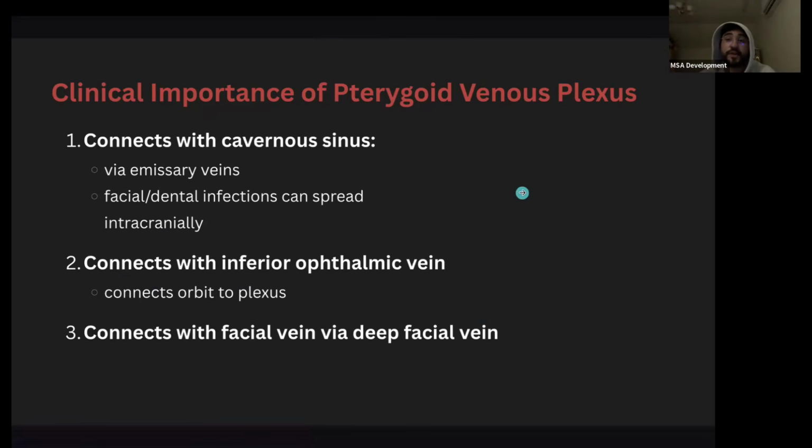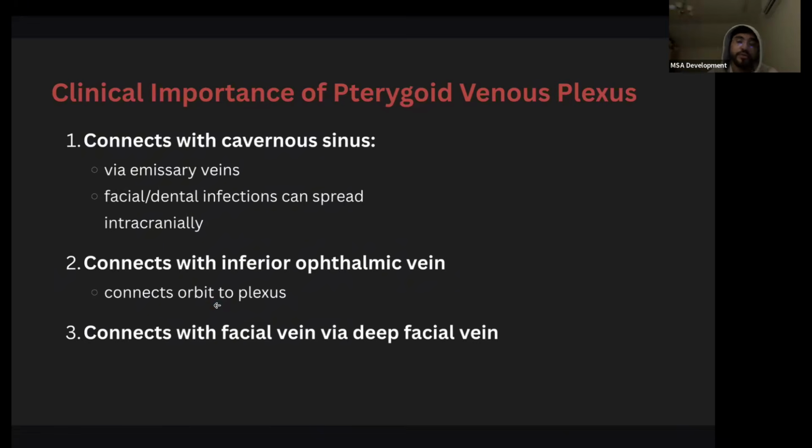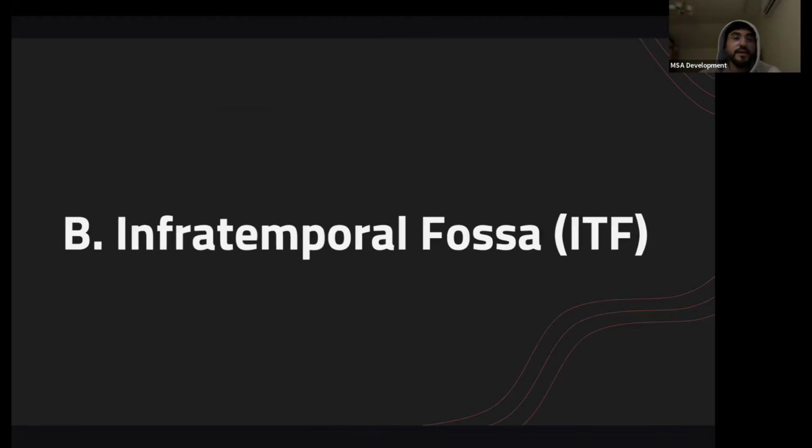Like they can ask about pathways. All right. For example, let's say, how did this infection reach there? Okay. Or they can purely ask about anatomical connections. Like, for example, how is the plexus connected to the orbit? Through the inferior ophthalmic vein. How is it connected to the facial vein? Through the deep facial vein. Okay. So that's all about the pterygopalatine.